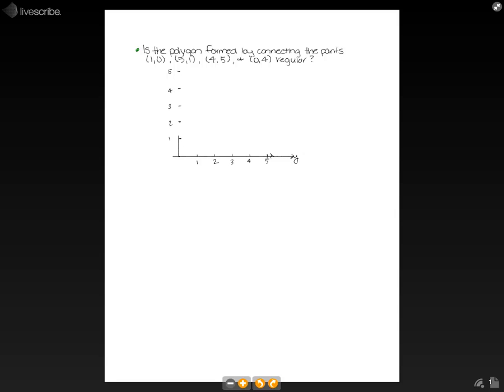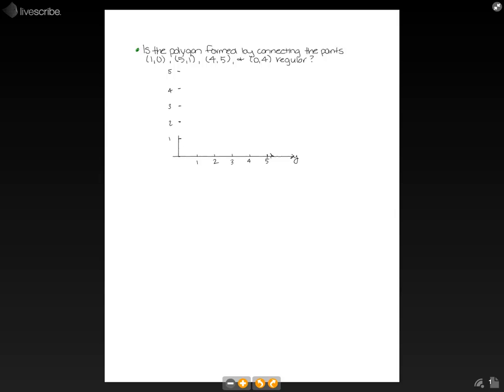There's a couple of ways we can figure out if this polygon formed is regular. We can either graph it to figure it out, or we can use a distance formula. And since we don't draw perfect pictures, we're going to use the distance formula. But first, to give us a good idea of what this looks like, we're going to plot the points.